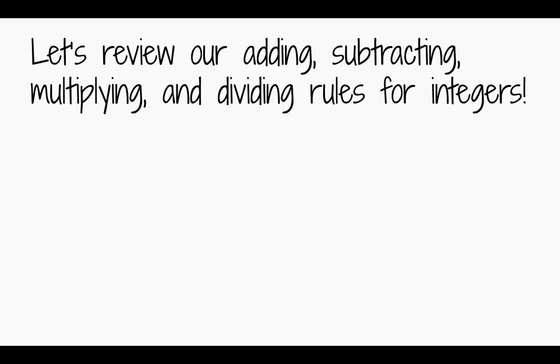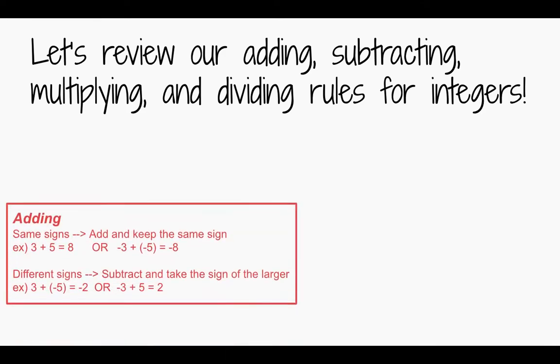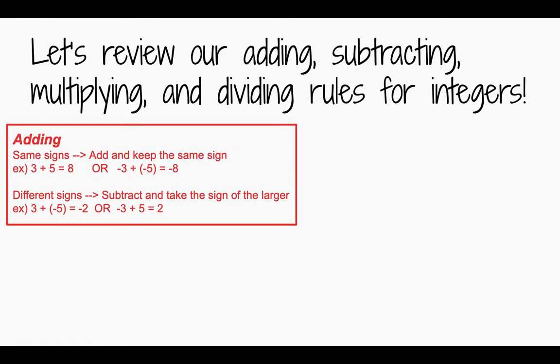So let's review our adding, subtracting, multiplying, and dividing rules for integers. Our first thing: when we're adding integers, if you have same signs, you add and keep the same sign. If we have both positive numbers, we just keep it positive. If we have both negative numbers we're adding, we keep the sign. So negative 3 plus negative 5 would be negative 8.